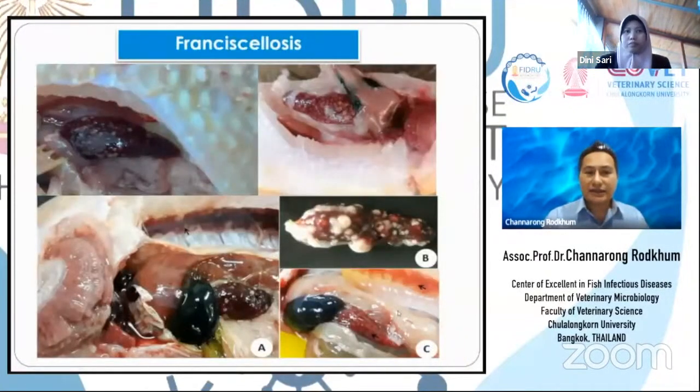The next disease is Francisellosis, caused by Francisella species, especially Francisella noatunensis. In Thailand, you can find the white spot nodules in the internal organs of the fish like this.